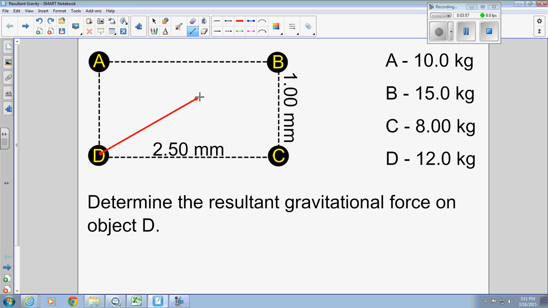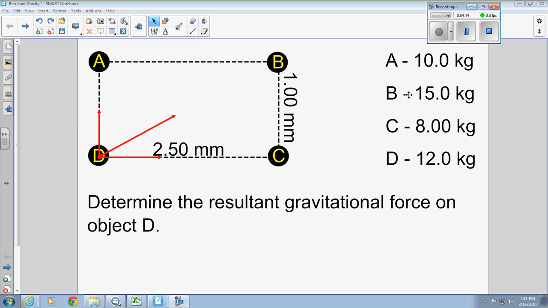Now, it's going to have some magnitude of force pulled by B, in the direction of B. It's going to have some magnitude of force being pulled by A, and some magnitude of force being pulled by C. And we're going to determine what each of these forces are, sum up all the forces, and come up with an x and y component for some resultant force. And we're going to figure out what direction that takes.